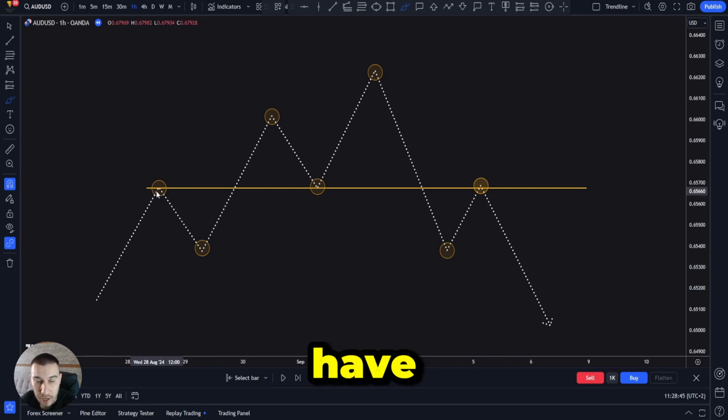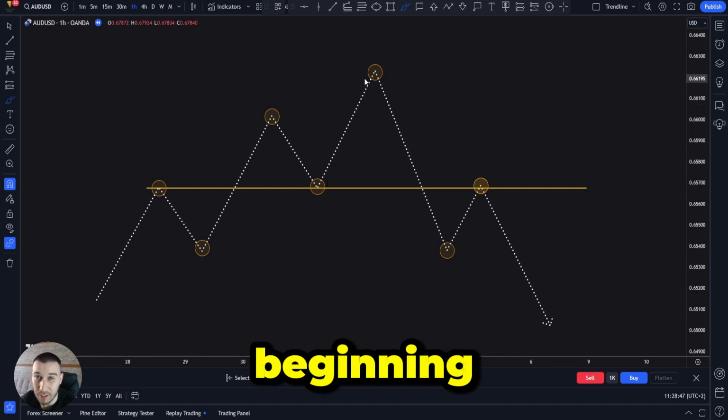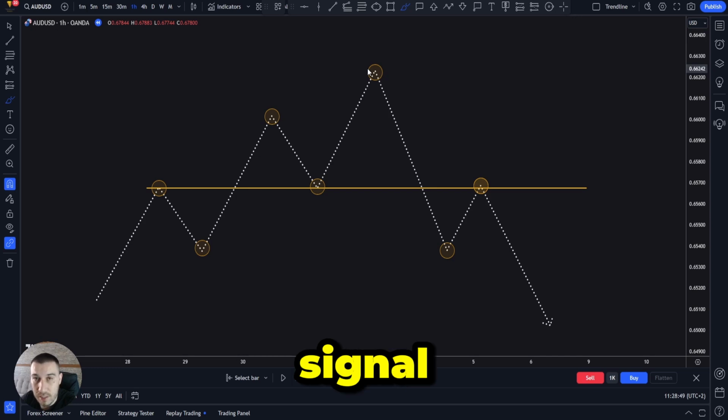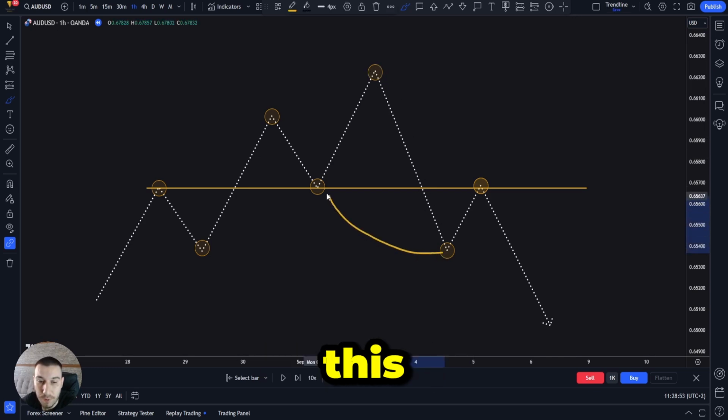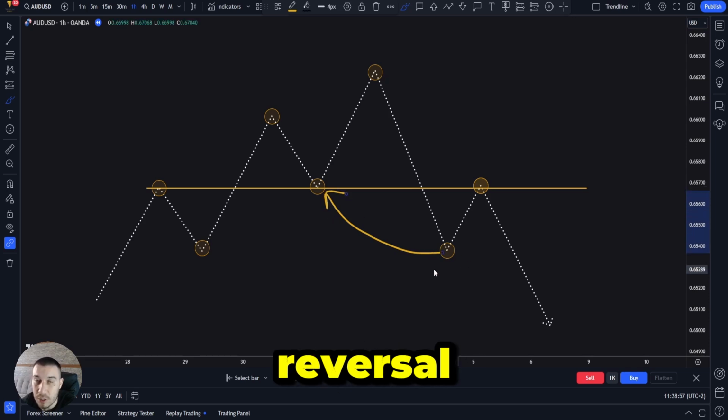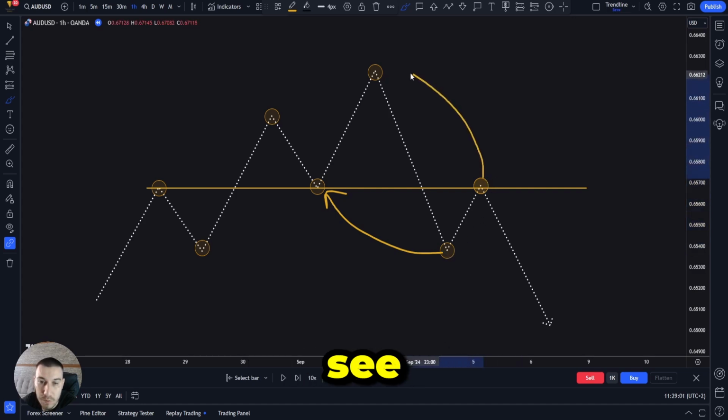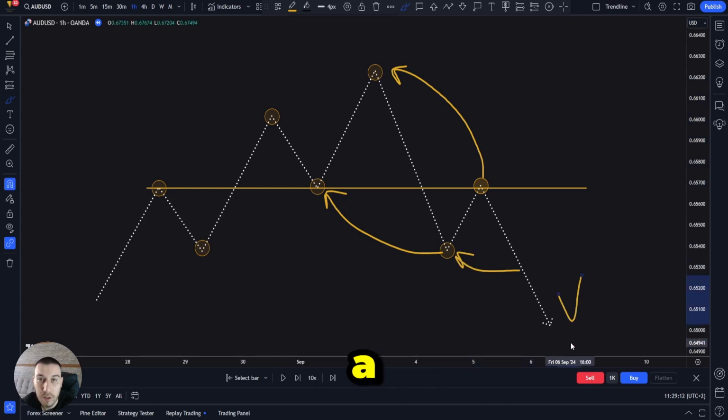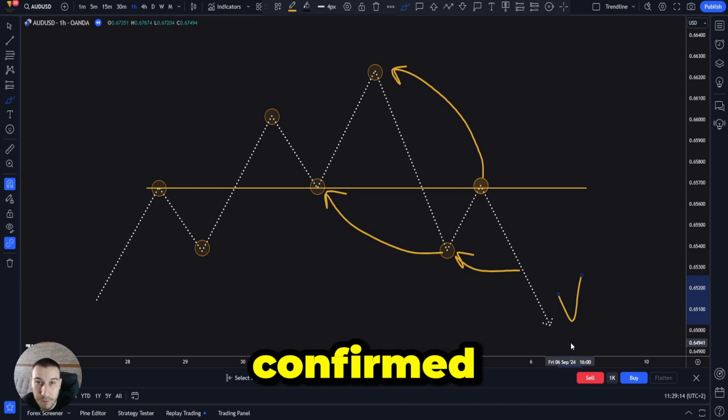Now, we would normally have higher highs and higher lows at the beginning, right? But our first signal for a trend reversal would be once we see price breaking below this most recent low. This is our first signal, but the trend reversal is not yet confirmed. Now, a second signal would be once we see price creating a lower high, lower than this previous one. And then once we break below the most recent low, we're talking about this one right here, well, we now have a trend reversal, and it should be confirmed.